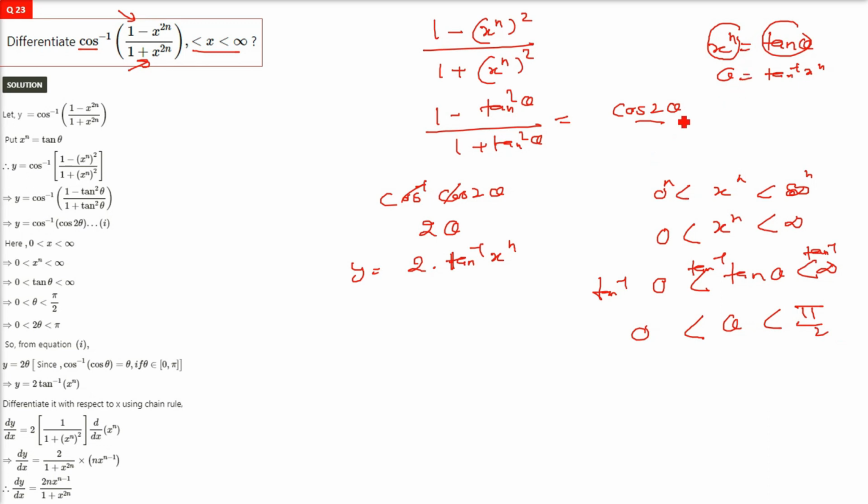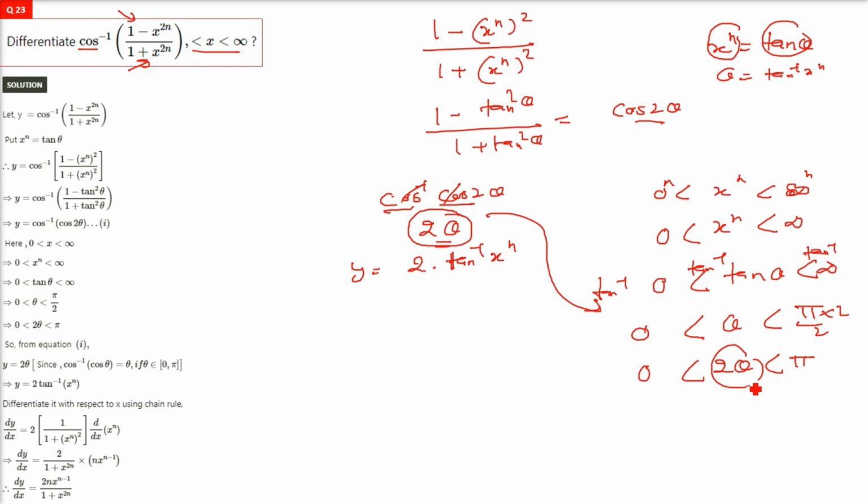So you can just write pi by 2 here. Now you need 2 theta, so you have to multiply this all by 2. Twice of this: 2 into 0 is 0. Here you have 2 theta. And then twice of pi by 2 is pi only. Now since it is between 0 and pi, and cos inverse cos theta is theta only if you have theta between 0 and pi, which is actually the case here. So we have checked and verified it.